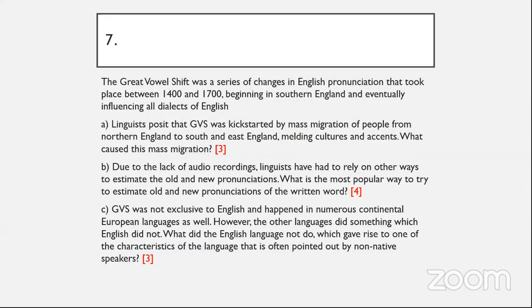The Great Vowel Shift was a series of changes in English pronunciation that took place between 1400 and 1700, beginning in southern England and eventually influencing all dialects of English. Linguists theorized that GVS, the Great Vowel Shift, was kickstarted by mass migration of people from northern England to south and east England, which led to the melding of cultures and accents. What caused this mass migration? Due to the lack of audio recordings, linguists have had to rely on other ways to estimate the old and new pronunciation. What is the most popular way to try to estimate old and new pronunciations of the written word?